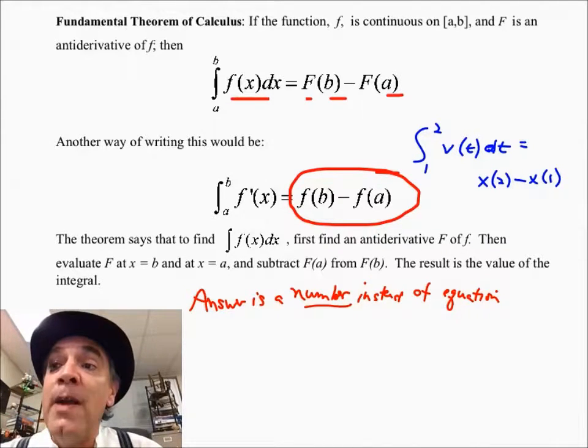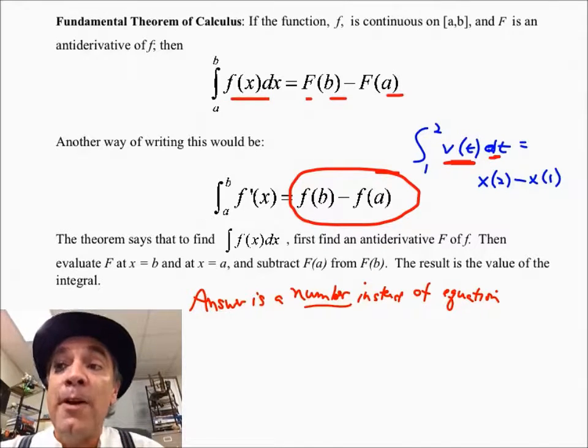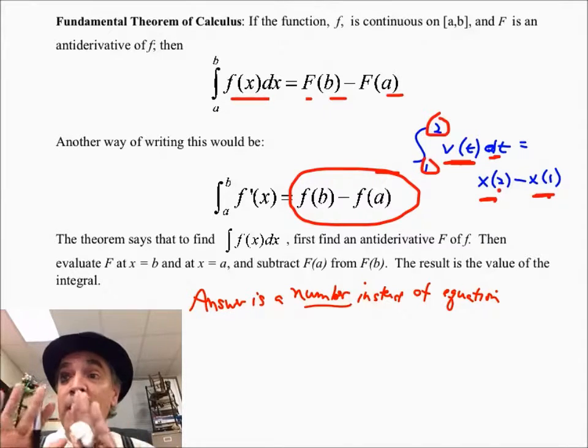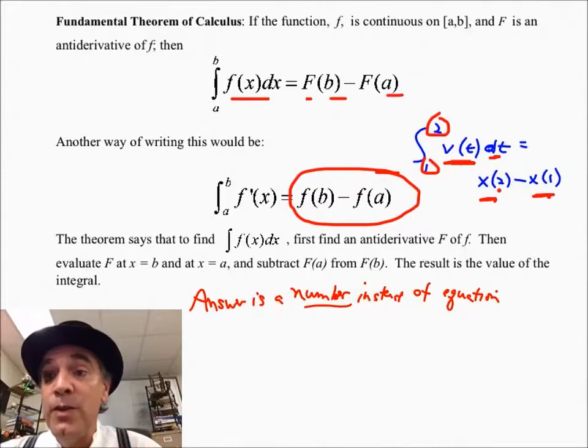Like for instance, if I had a velocity function with respect to time, and I wanted to find its displacement from 1 second to 2 seconds, I integrate the velocity to get the x's, I plug in 2, I plug in 1, I subtract them, that'll tell me the entire displacement from 1 to 2 seconds.